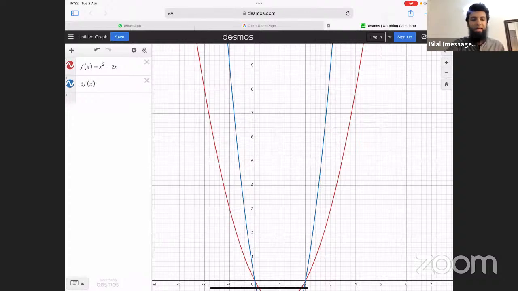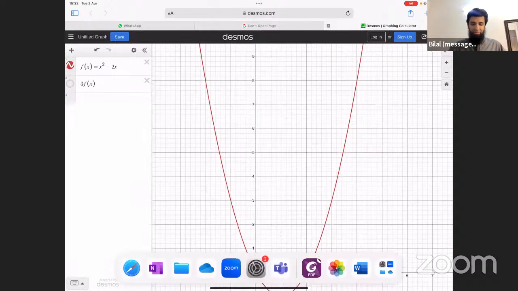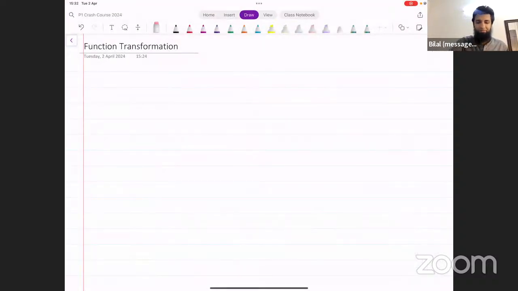So there are 3 types of transformations that we can have vertically. These are called vertical transformations. Let me just summarize all of that now. So one type of transformations that we are going to have are vertical transformations. Let me write that down. Vertical transformations.